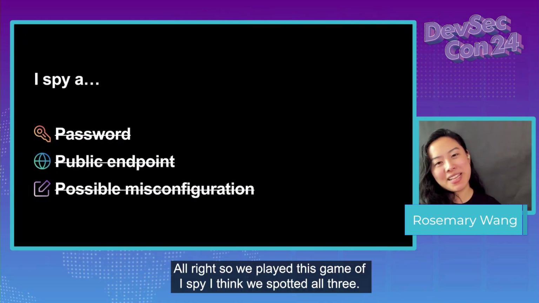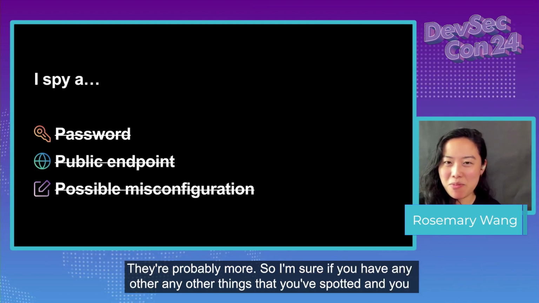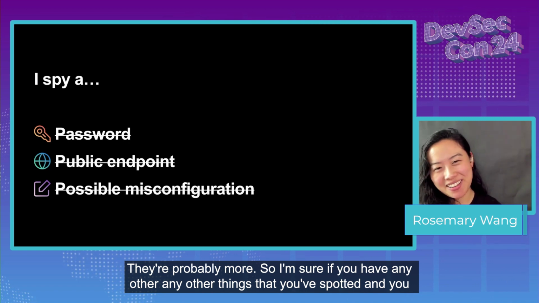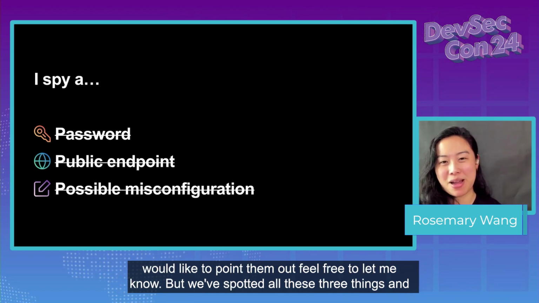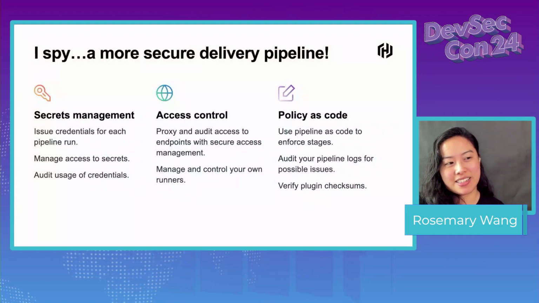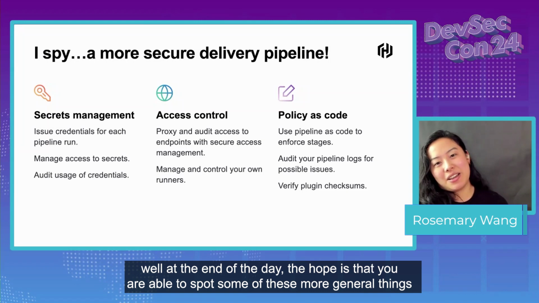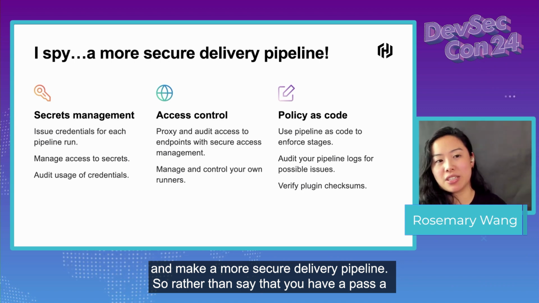All right, so we played this game of I Spy. I think we spotted all three. There are probably more, so if you have any other things that you've spotted and you would like to point them out, feel free to let me know. But we've spotted all these three things, and at the end of the day, the hope is that you are able to spot some of these more general things and make a more secure delivery pipeline.